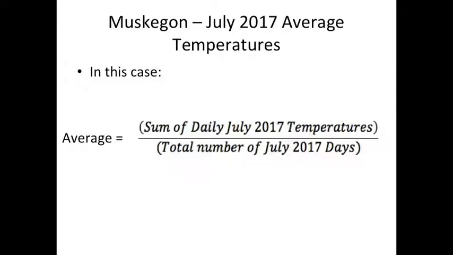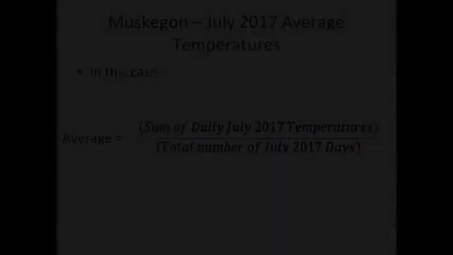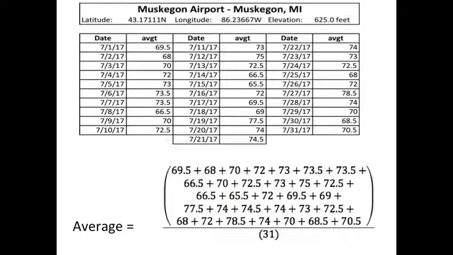So in this case, the numerator, or the top part of the fraction, is going to have the sum of the daily July 2017 temperatures, and the denominator, or the bottom part of the fraction, is going to have the total number of days in July 2017. Putting the variables into the equation, the numerator has each day's average temperature. The denominator will have the number of days in July, which is 31.